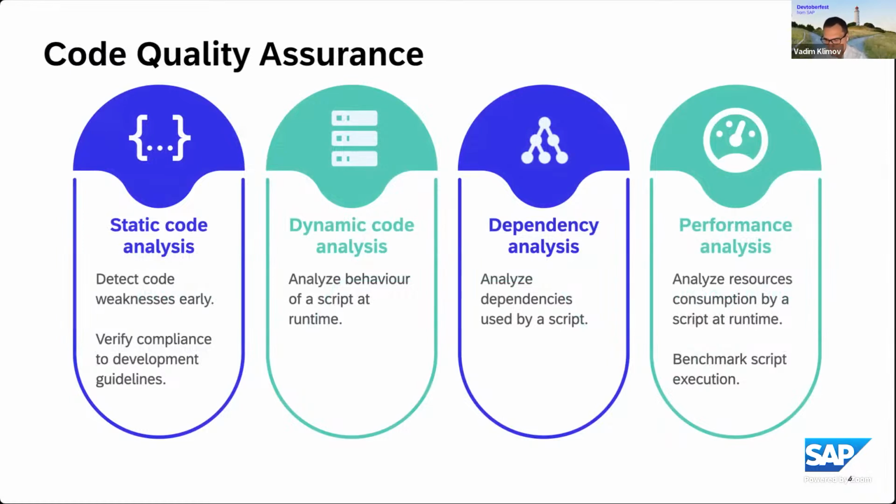For example, we can provide some input for the script and see how it behaves under certain corner cases or edge cases, or at least how it behaves on the common cases. The next section is dependency analysis.